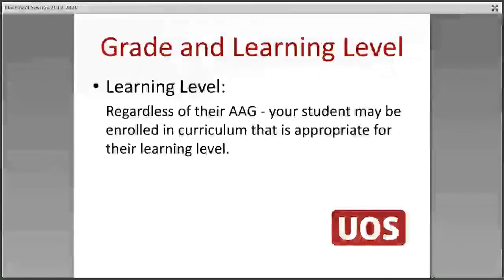Now, as you enroll your student, we want to make sure you understand there is a difference between your student's grade, their age-appropriate grade, or AAG, and their learning level. Regardless of your student's AAG, your student may be enrolled in curriculum that is appropriate for their learning level. For example, if you have a 4th grade student who struggles with math, you can enroll that student in a different level of math curriculum. So if 3rd grade math would be more appropriate for him or her, you can go ahead and order 3rd grade math curriculum for your 4th grade student.